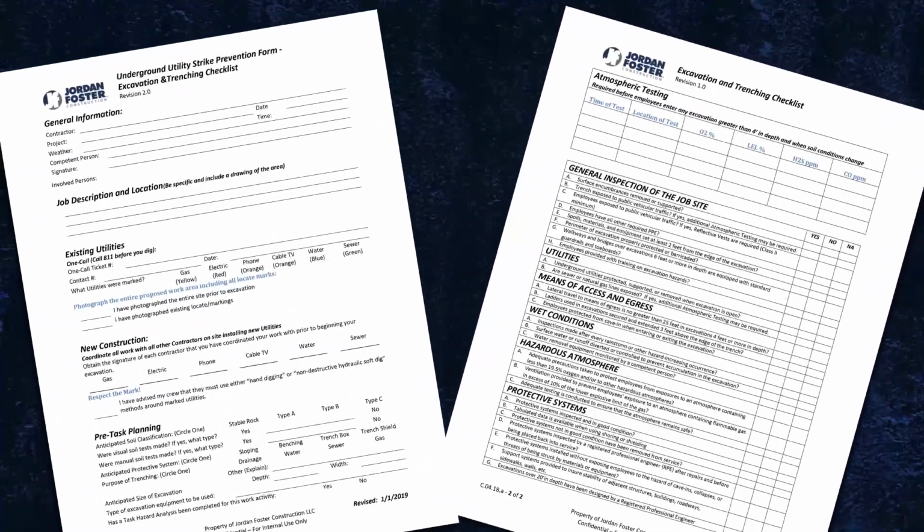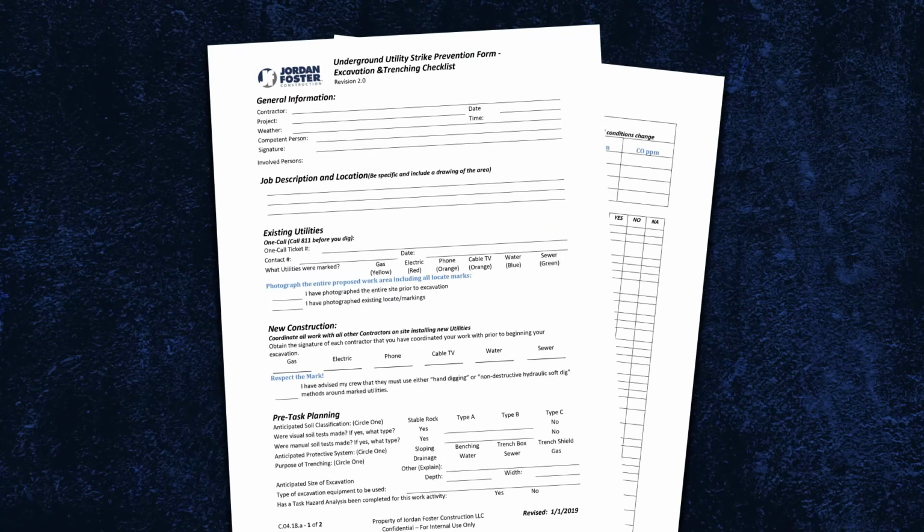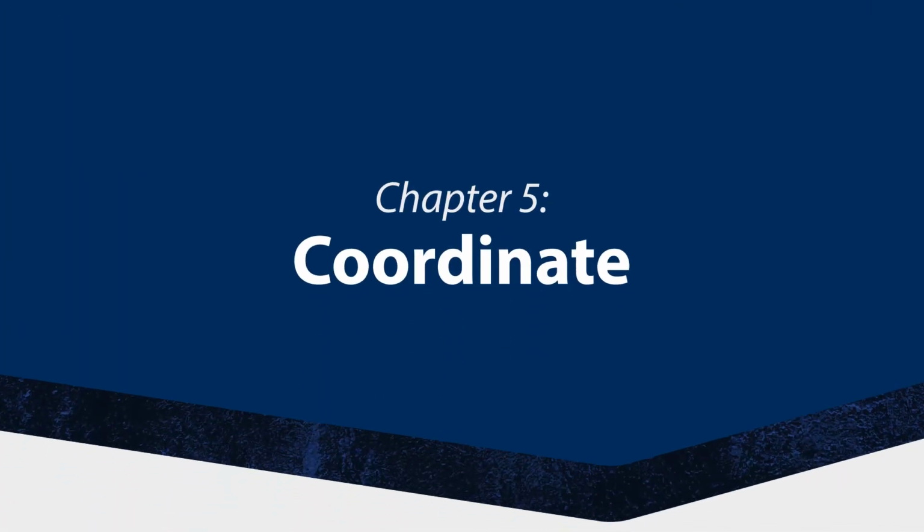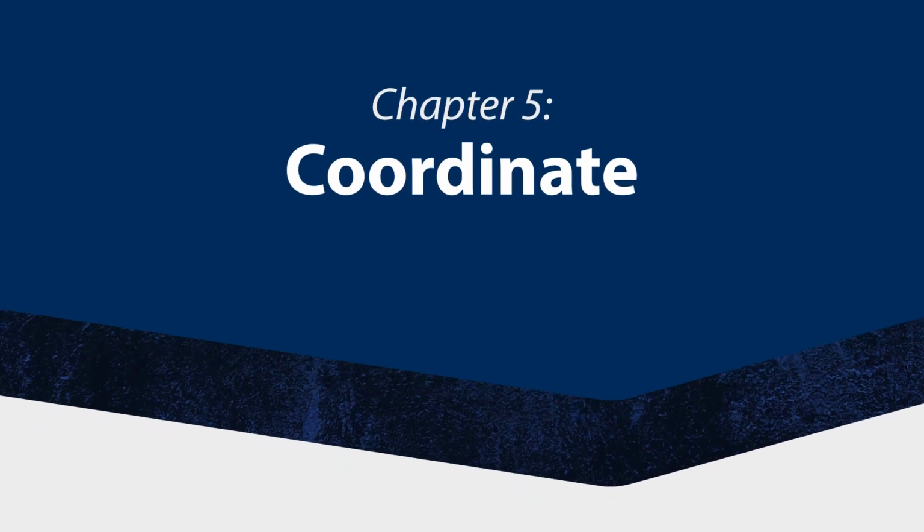All areas of this form must be reviewed, and outstanding tasks must be performed, agreed upon, and signed by all members of the meeting. Anytime there is a change to the job site, you must meet again, update the UUSPP form, and re-sign. All of these steps help make sure your work is safe and everyone is aware of your steps. Let's take a break to review the UUSPP form in greater detail.